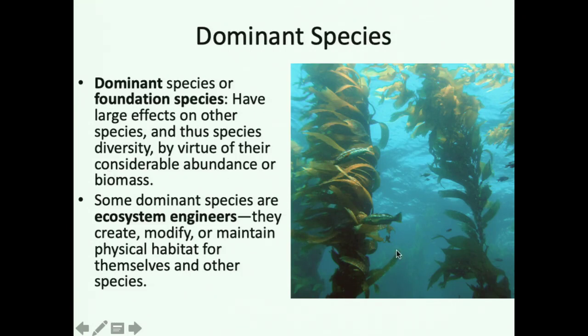If you lose one of the rarer species, it's not going to really change the services of that community as much. So dominant species. Dominant species can also be considered what's called an ecosystem engineer, because they themselves, through their biology, modify or maintain the habitat for other species.